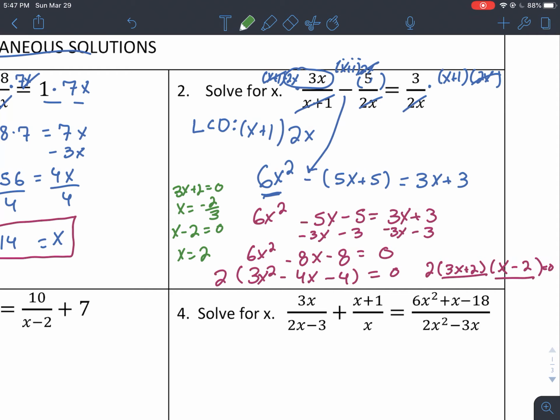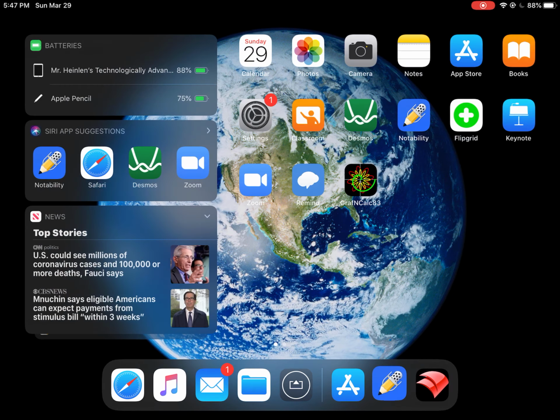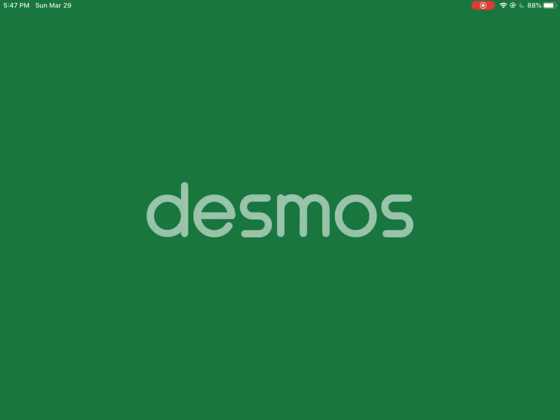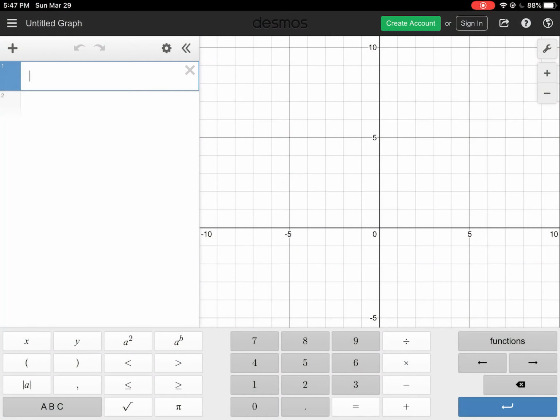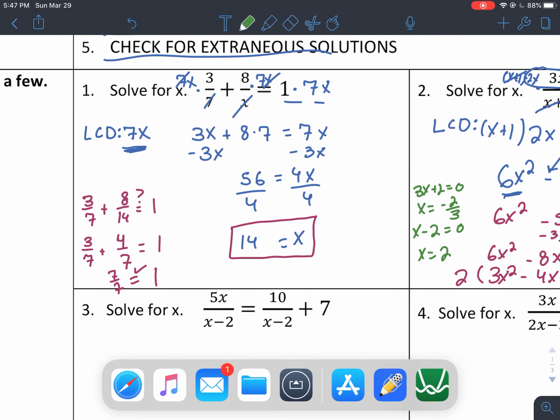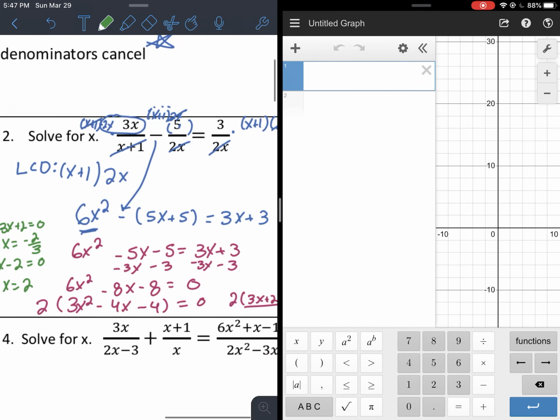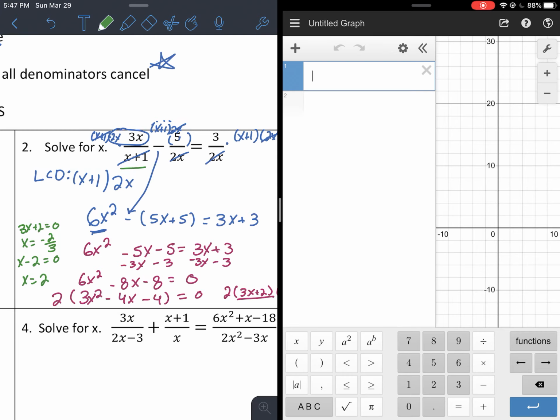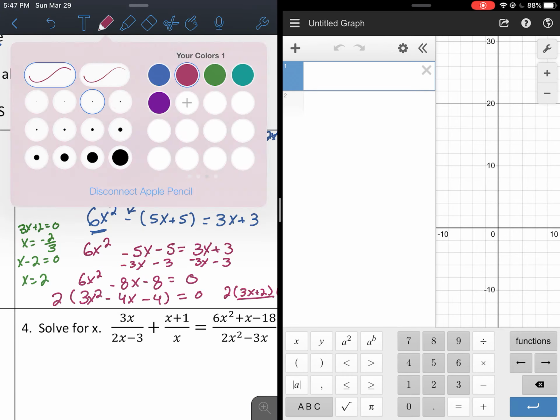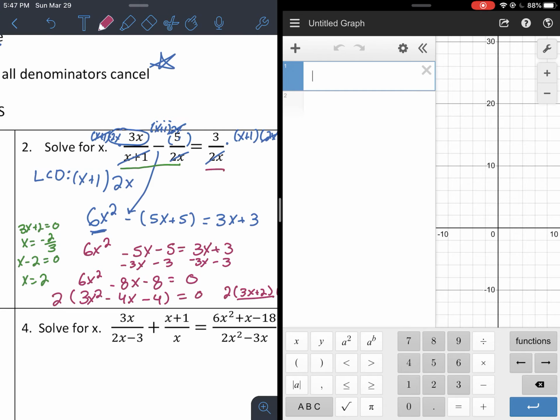You can also check these solutions with your graphing calculator or Desmos, whatever you have downloaded. Let's see. I'll pull up Desmos so I can show you how to check your answer here. Okay, Desmos open, Notability open. So to check your answers on here, what you would do is you would type in the left side of the equation in one line, and then you would type in the right side of the equation on the other line. You could also do this in your graphing calculators, which I highly suggest you practice for taking a test or when you get to pre-calculus and will be expected to plug these in.